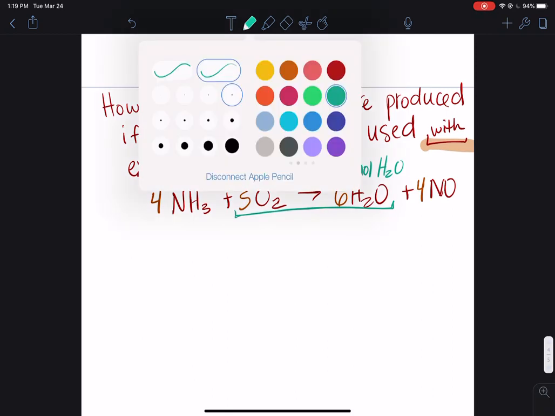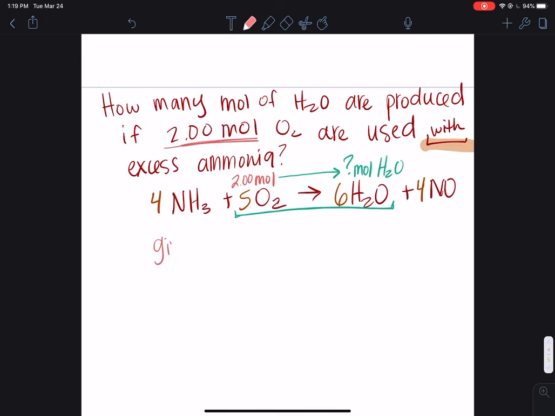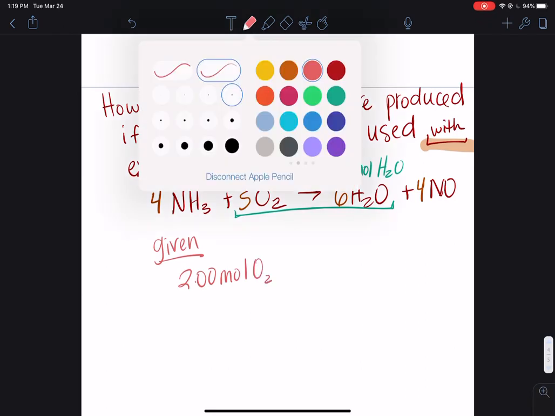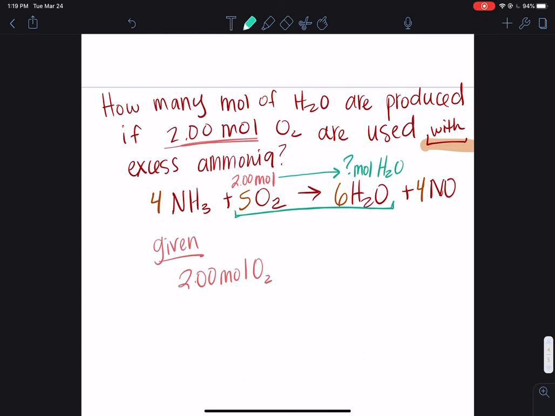No matter what, you always start with your given. Your given is 2.00 moles of oxygen. Since I'm given moles of substance A and I need to get to moles of substance B, I'm going to use these coefficients to get from oxygen to water. So I'm going to multiply it by, don't freak out, I know some of you are like, stop, don't put the bracket, it'll be okay. You have to multiply by the conversion to get there. Since moles of oxygen is on top, I want oxygen to go on bottom.